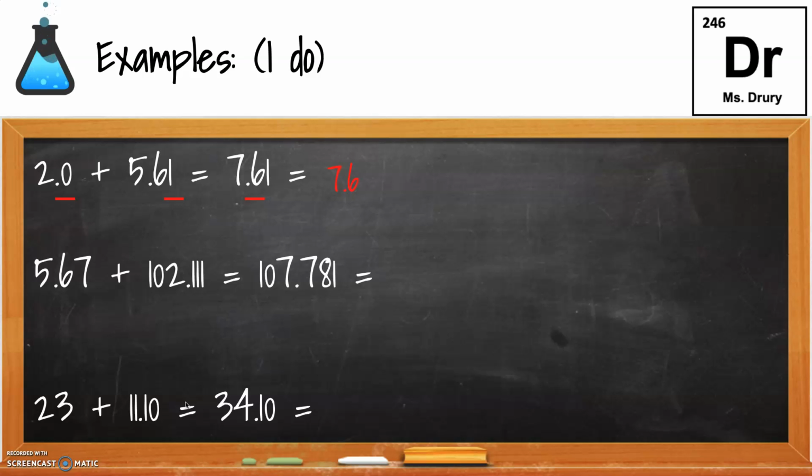In the next example, 5.67 plus 102.11, there are 2 decimal places in the first number and 3 in the second number. Even though I have 3 in my answer here, I need to go to the least precise measurement, which would be 2 decimal places. The 1 will be eliminated to make 107.78. One more time that I do it with you, 23 plus 11.10 is 34.10, because the 23 was measured in something very inaccurate and has no decimal places. I can't have any in my final answer, and so I'll only have the answer of 34. So it's always the least number of decimals.